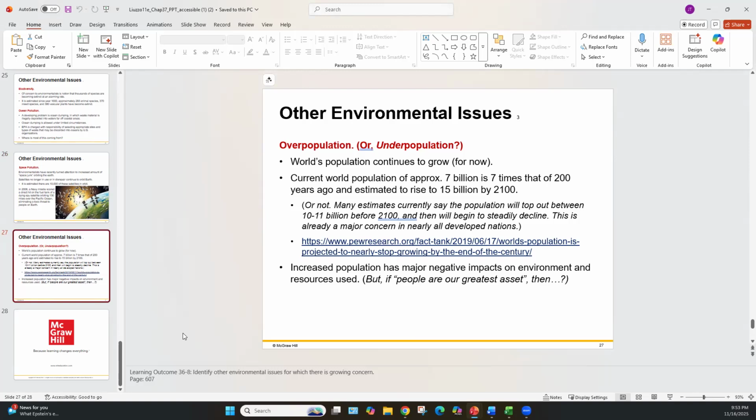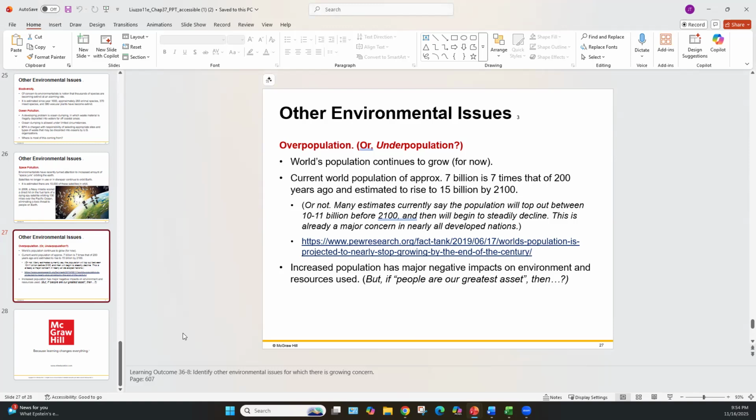The world's population continues to grow for now. The current world population of approximately 7 billion is 7 times that of 200 years ago and is estimated to rise to 15 billion by 2100. Or not. Many estimates currently say that population will top out between 10 and 11 billion before 2100, and then will begin a steady decline. This is already a major concern in nearly all developed countries. If you guys are interested in this, I would suggest following this Pew Research link here, because that is actually an issue.